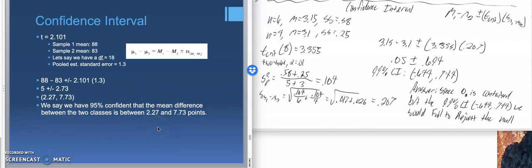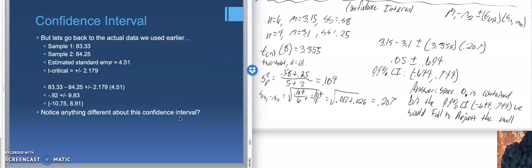So we're 95% confident the mean difference between the two classes is between 2.3 and 7.7. And the question we ask ourselves is, is 0 contained? Because 0 was the null. And since 0 is not contained, we would reject the null hypothesis. Okay, let's keep going. You'll see that same concept again, I promise.